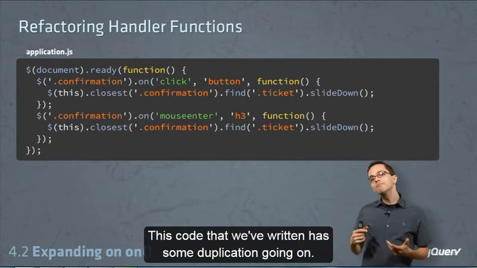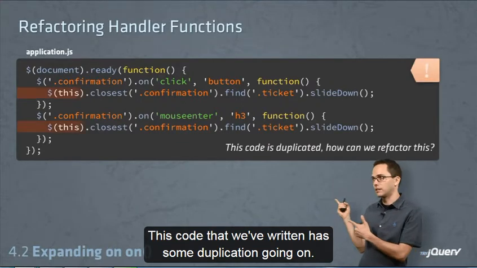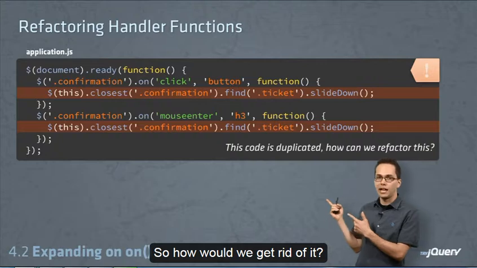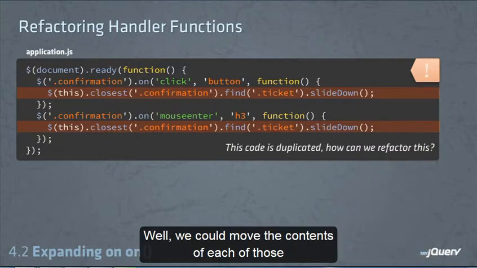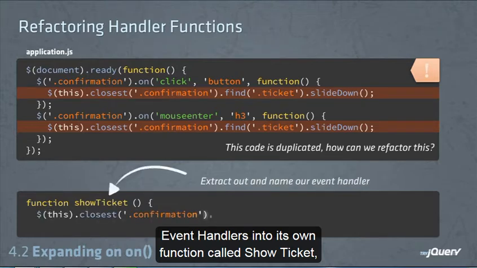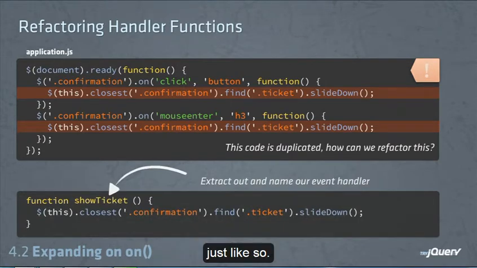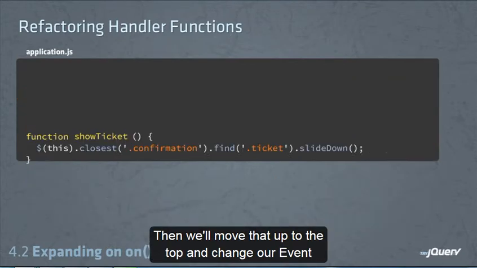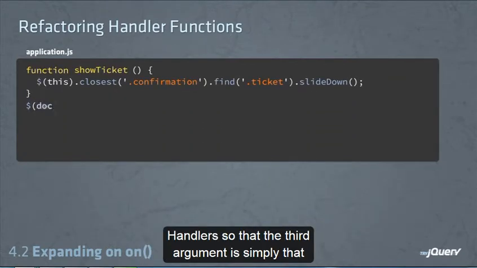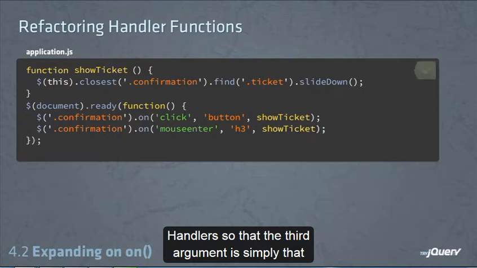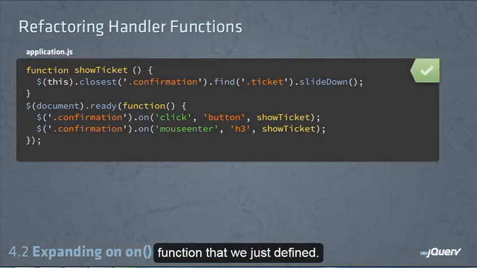This code that we've written has some duplication going on, and we don't like duplication. So how would we get rid of it? Well, we could move the contents of each of those event handlers into its own function called showTicket, just like so. Then we'll move that up to the top and change our event handlers so that the third argument is simply that function that we just defined.